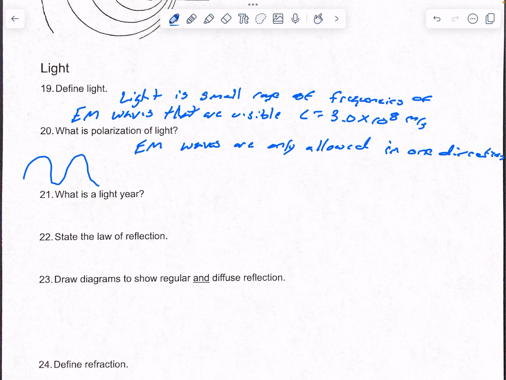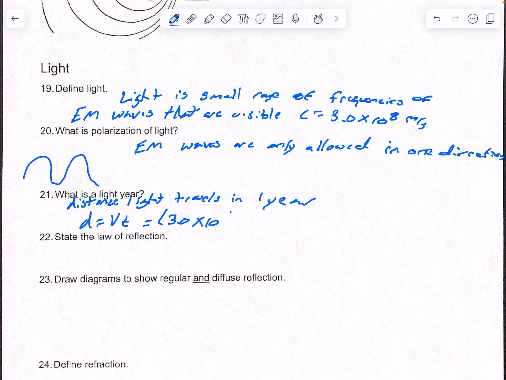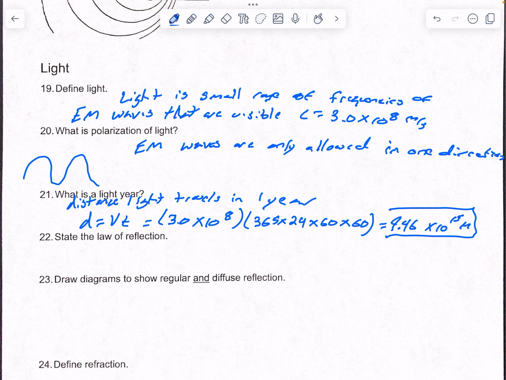Now, what is a light year? A light year is the distance light travels in 1 year. So it's not a time, it's how far light travels in that time. If you do d equals v times t, your v would be the speed of light, 3.0 times 10 to the 8th. Now, 1 year doesn't really do me good, so there's 365 days in 1 year, 24 hours in 1 day, 60 minutes in 1 hour, and 60 seconds in 1 minute. So you get a value of 9.46 times 10 to the 15th meters. That is how far it travels in 1 year.